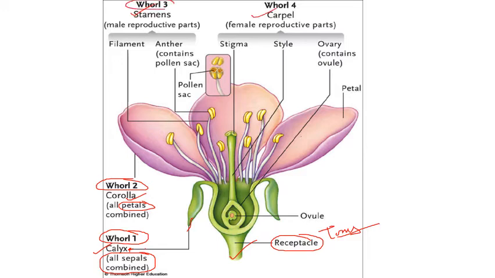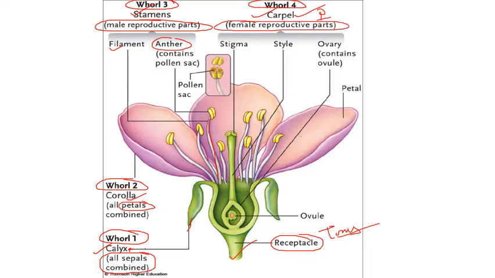So whorl number 3 is formed by stamens, which are the male reproductive parts. It consists of filament. Filament से बना होता है, and it also contains the anther, which bears the pollen grains. जो pollen grains हैं वो anther के अंदर होते हैं. So these two structures combine to form stamens. Then comes the whorl number 4, which consists of carpel, which is the female reproductive structure. जो female reproductive parts हैं उन्हें कहा जाता है carpel.